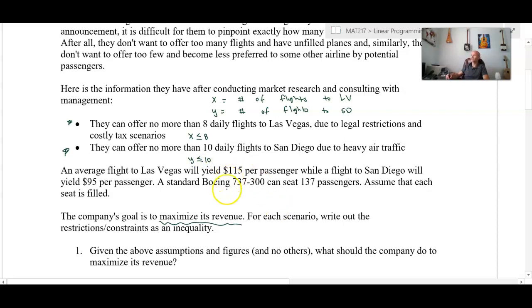An average flight to Las Vegas will yield $115 per passenger, while a flight to San Diego will yield $95 per passenger.